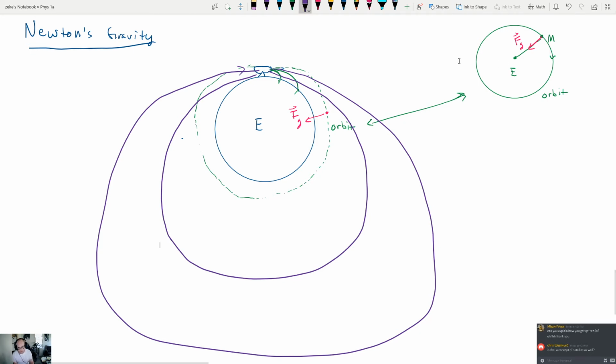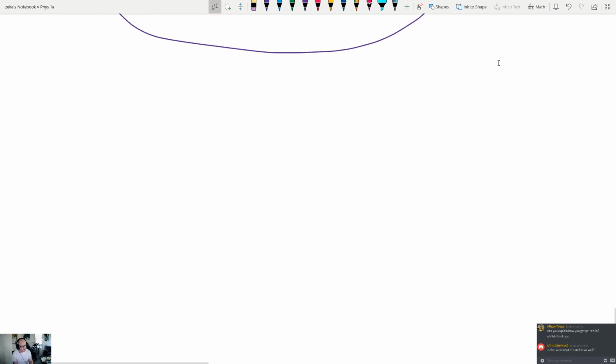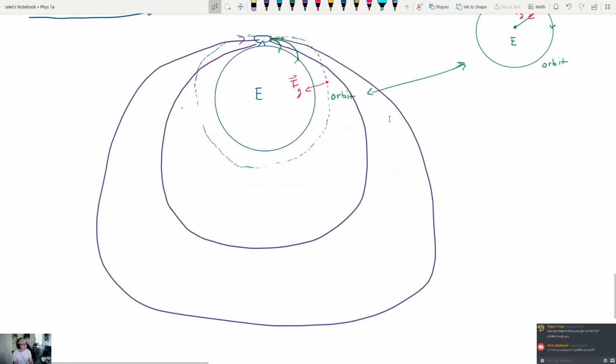And Newton also went as far to describe how this has to work. Now, when Newton was writing down these rules, he tried all kinds of different solutions. He knew that he had to reproduce Kepler's laws, basically.